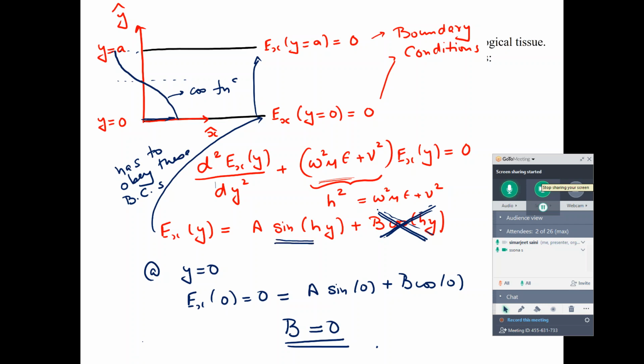Again, remember what the sine term would look like? It would be something like that. The first order sine term would be something like this. So the sine term will exist, but the cos term will not. So now my solution looks like Ex(y) is some constant A, which is your amplitude constant, what the amplitude of the electric field is going to be, multiplied by sin(hy). And if you want to put a vector to it, this is pointing in the x direction.